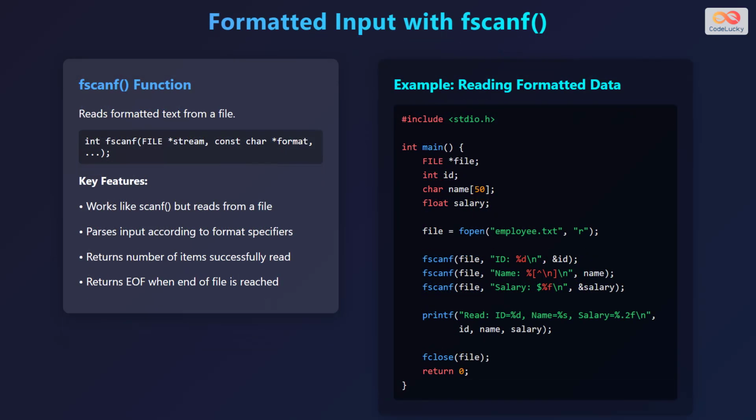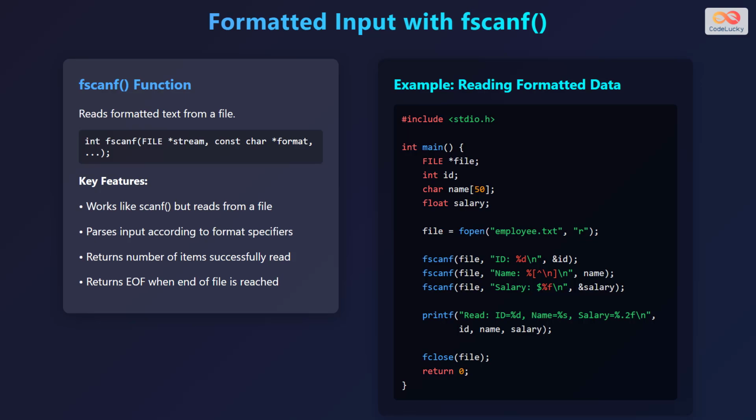Now let's learn about formatted input using the fscanf function in C. fscanf is used to read formatted text from a file. Here is the syntax: int fscanf(FILE *stream, const char *format, ...). Key features: it works like scanf but reads from a file. It parses input according to format specifiers. It returns the number of items successfully read. It returns EOF when the end of the file is reached.